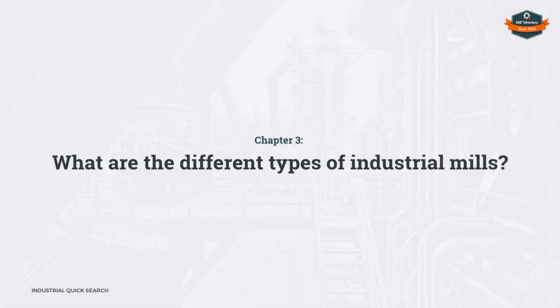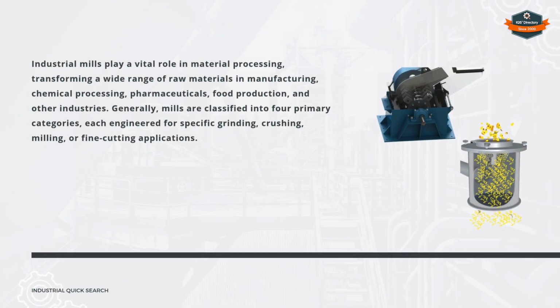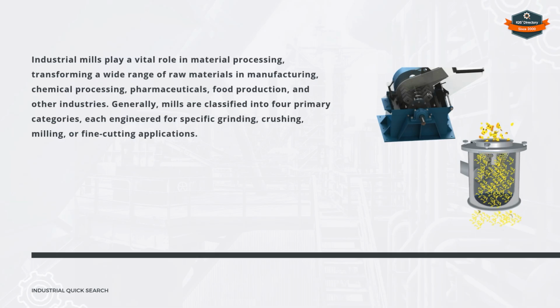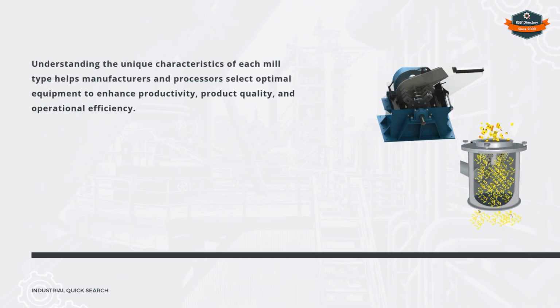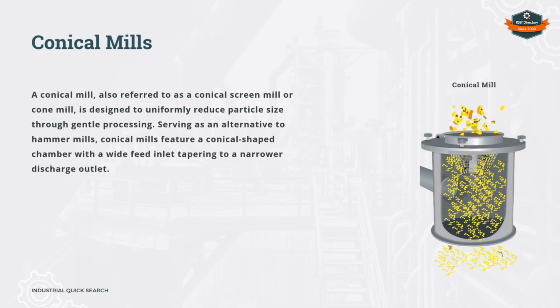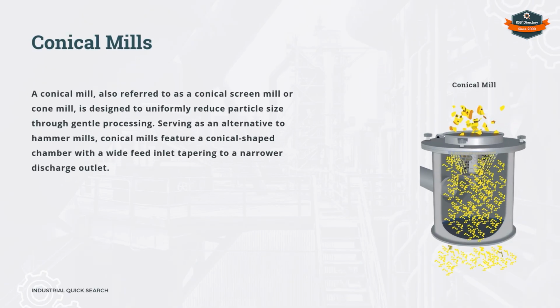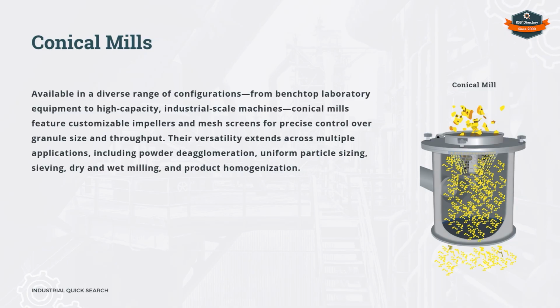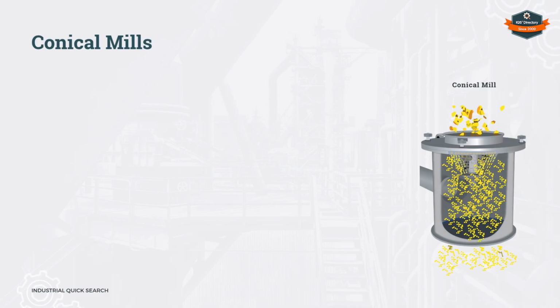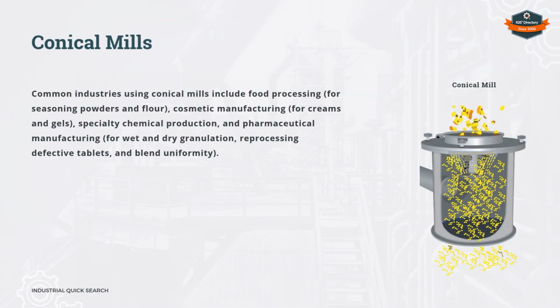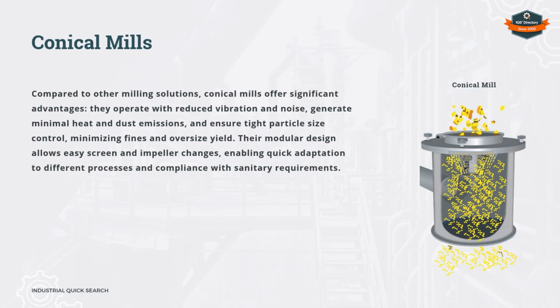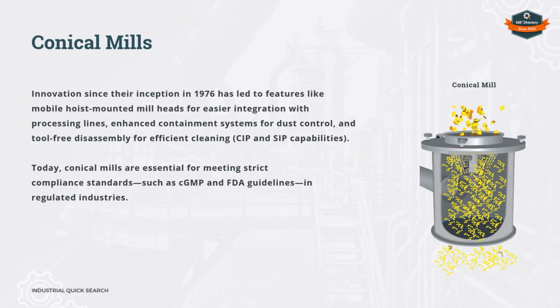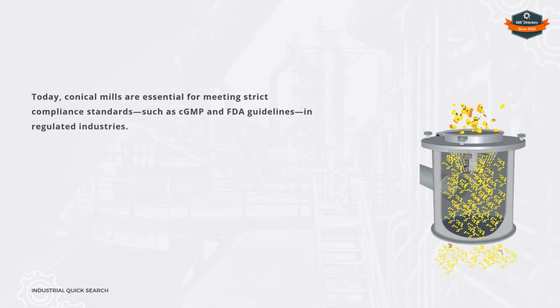Chapter 3. What are the different types of industrial mills? Conical mills. Hammer mills.